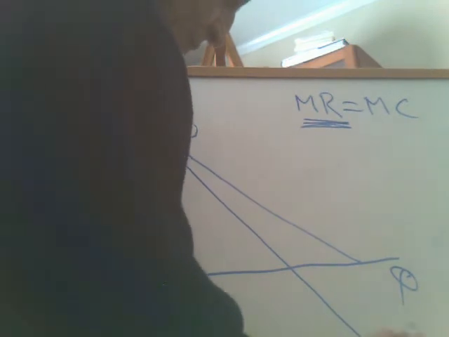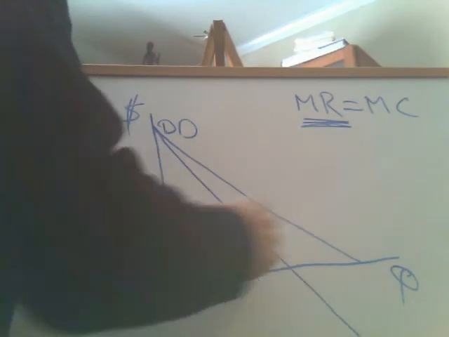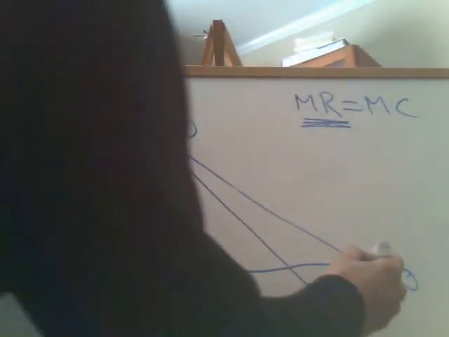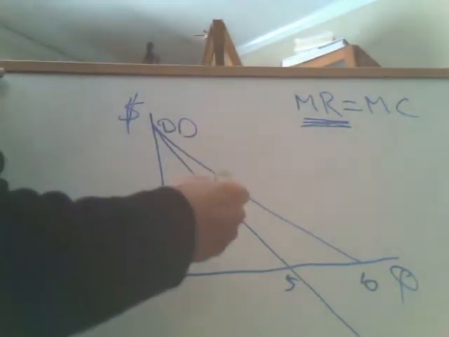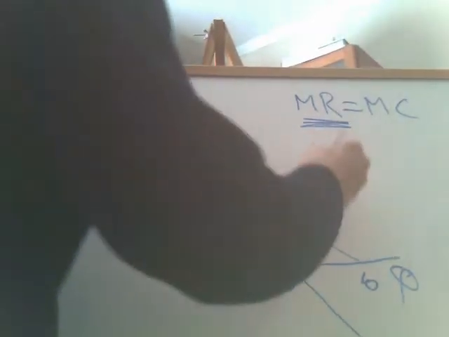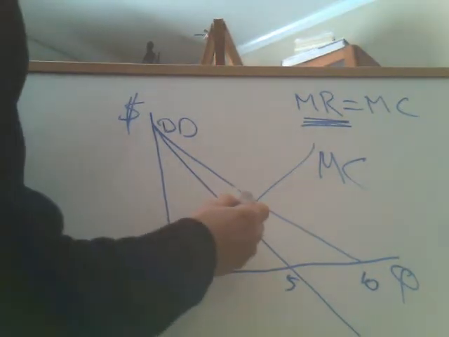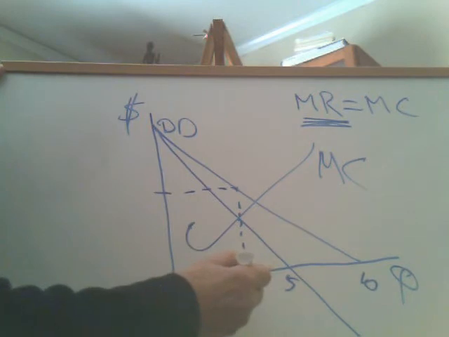So this is marginal revenue. It bisects this distance under the demand curve. So if this is, say, 10, this will be 5. Now, there's a marginal cost. So where's the marginal cost? Let's assume over here that this is the marginal cost. So where marginal revenue intersects marginal cost, that will be the output.